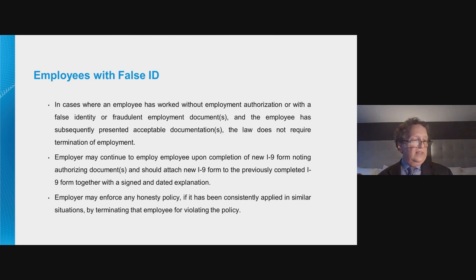What if you're presented with a false ID? There's various options. If you get a false ID and then they give you an actual document that's acceptable, you can continue to employ that person. That person may have a different name, and you want to go fill out a new I-9 in the correct name. You want to attach the old I-9. You want to make a notation, hey, John Smith and Sam Jones are the same person, something along those lines.